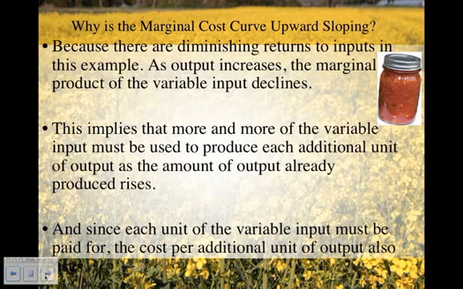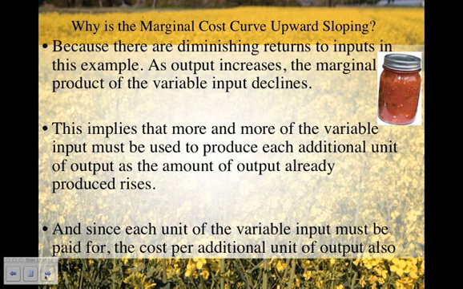So why is the marginal cost curve upward sloping? These ideas are similar to the demand curve and why the demand curve is downward sloping due to diminishing marginal utility. Now we're looking at the supply curve, and why is it upward sloping? Here it says because there are diminishing returns to inputs in this example.